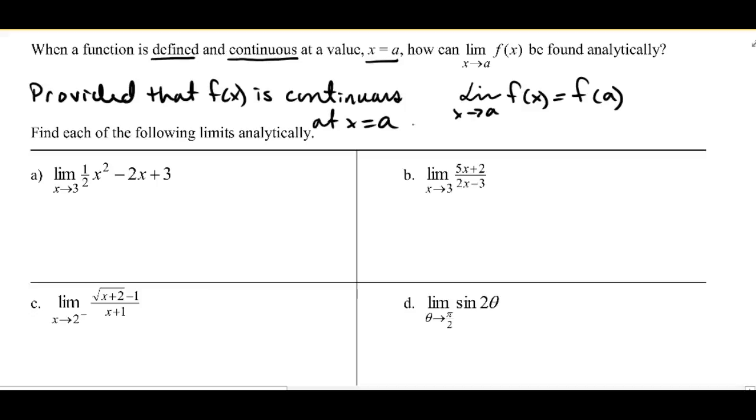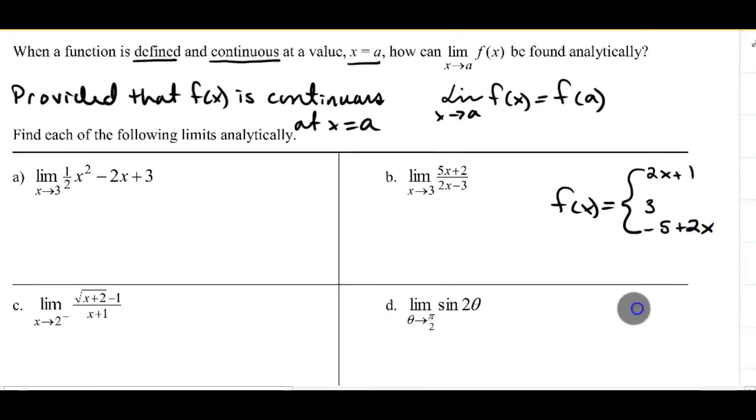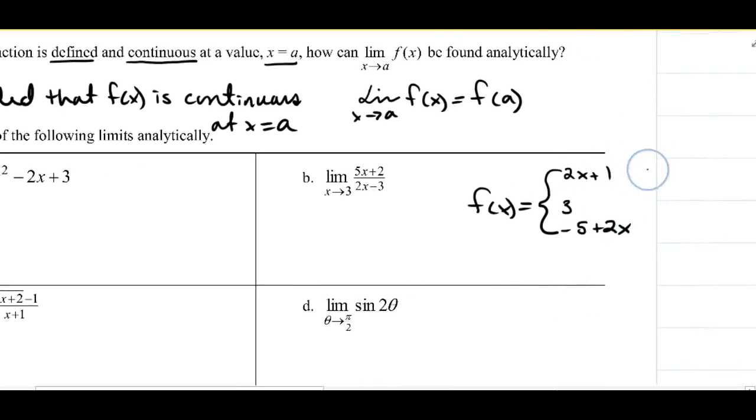For this period, at this point, all we need to realize is that all of our functions are either going to be continuous and defined or undefined, unless it's a piecewise defined function. And we talked about this a little bit. Our piecewise defined function is going to be something along the lines of f of x equals, and it has the bracket, and it'll have multiple functions, maybe 2x plus 1, or 3, or negative 5 plus 2x. And they'll have conditions for each piece of the function, maybe so long as x is less than 3, or for x equals 3, or for x is greater than 3.